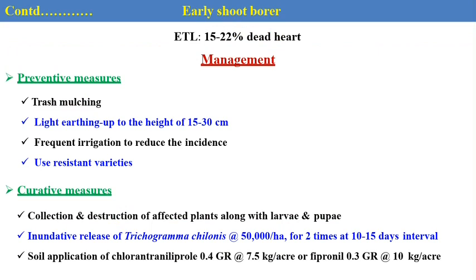Then in case of curative measures, collection and destruction of affected plant parts along with the larvae and pupae, because the larvae and pupae are both present inside the dead hearts or inside the stem or shoot. We can remove that stem or shoot. Then we can use Trichogramma chilonis. It is an egg parasitoid, and we can use it 2 times at 10 to 15 days interval. It attacks the egg masses of the early shoot borer in the infested fields. Then for chemical control, chlorantraniliprole and fipronil are the recommended chemicals against the early shoot borer.